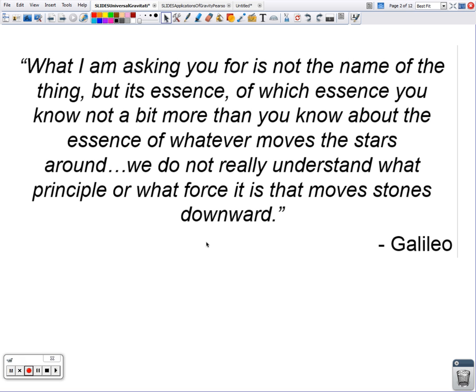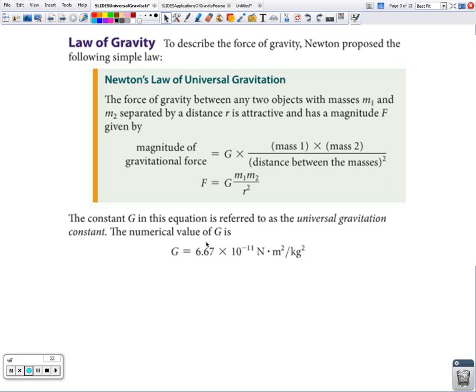But Newton comes around and, at the very least, sets some ground rules for gravity with his law of universal gravitation. Like it says here, the force of gravity between any two objects with masses m1 and m2 separated by distance r is attractive and has a magnitude of F given by this formula. We talked about it yesterday. First, gravity is an attractive force. It pulls things together. It is not inclusive enough to say that gravity pulls things to the ground. It pulls things together.